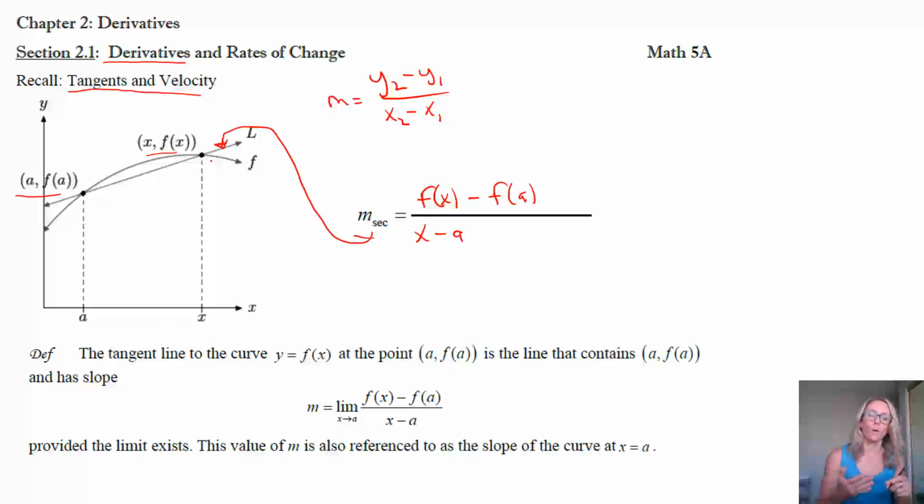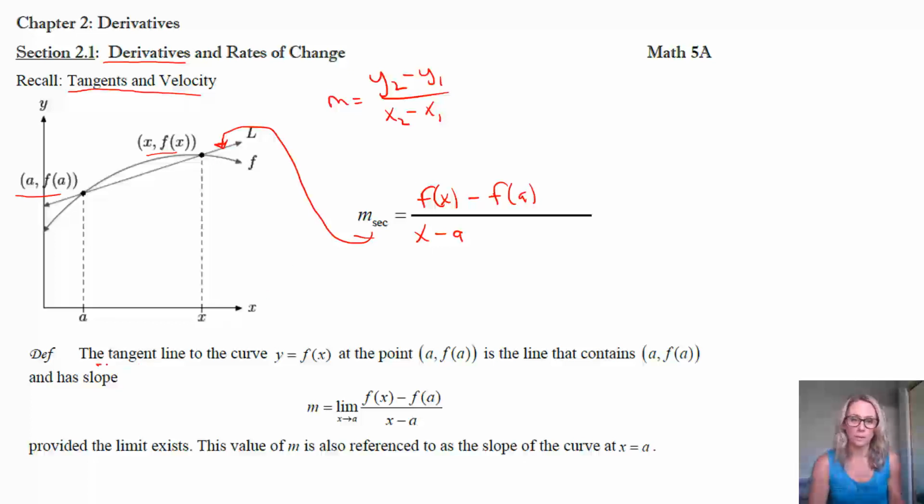But what we talked about before was, what if we wanted to know the slope of the tangent line? Remember, if there was a line that was just touching that function at one point, not going through 2 points, but just touching that function at one point, what would be the slope of that line? And that's really the big idea that we're going to be talking about.